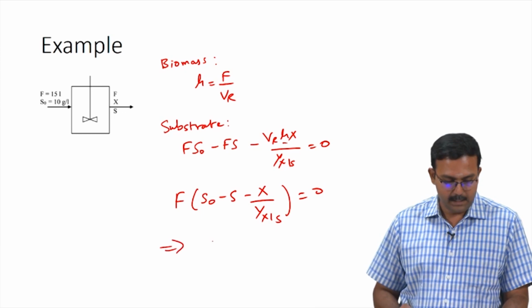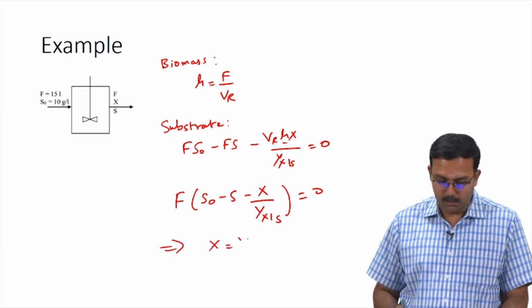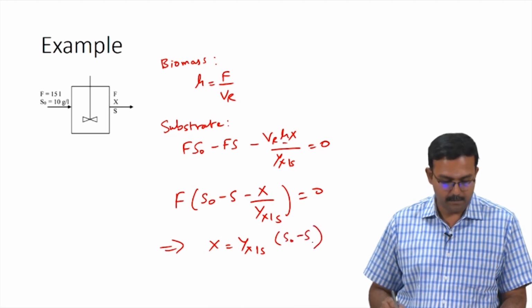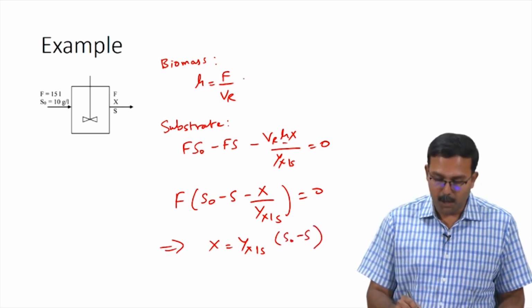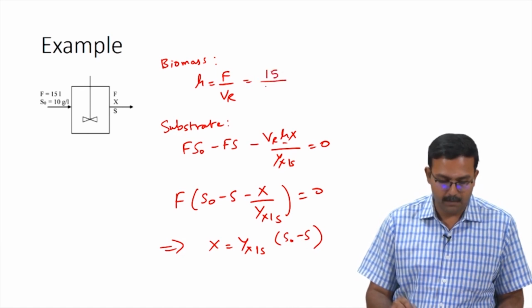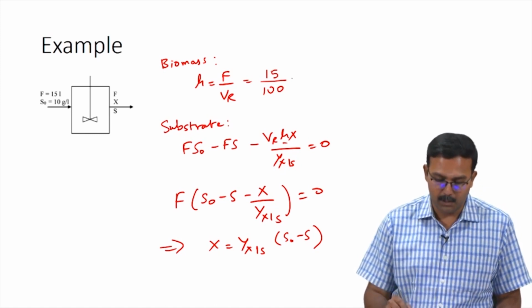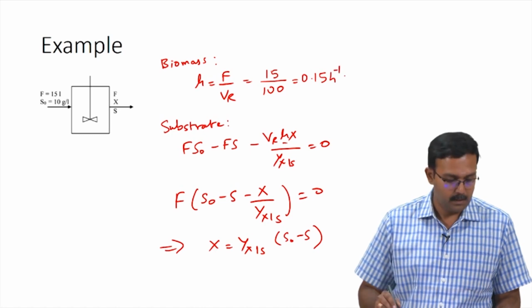So, this implies x equals Yxs times (S naught minus S). From the values given in the problem, we can calculate mu as 15 liters per hour divided by 100 liters, which is the volume of the reactor for option 1, giving us a mu of 0.15 hour inverse.